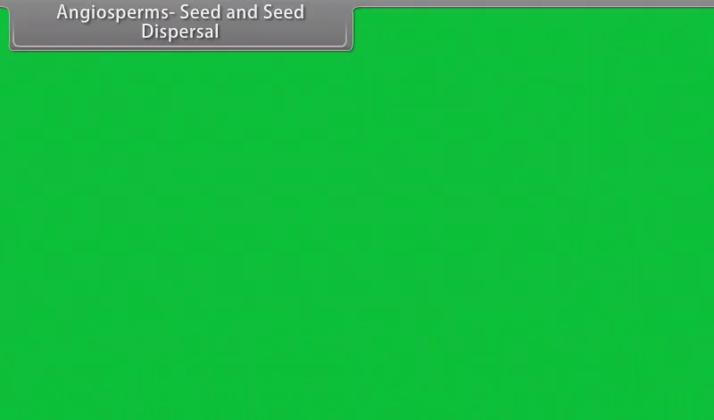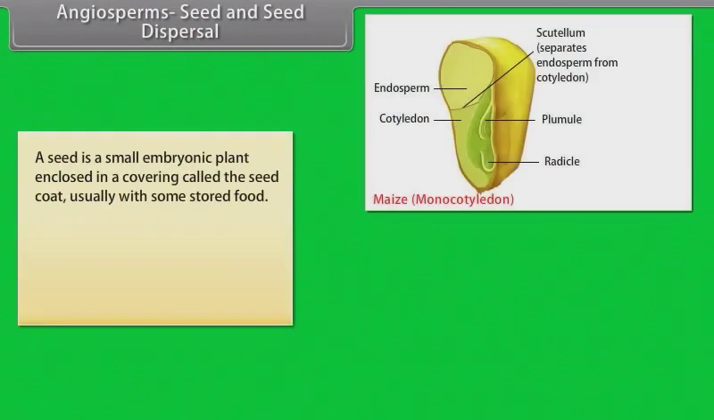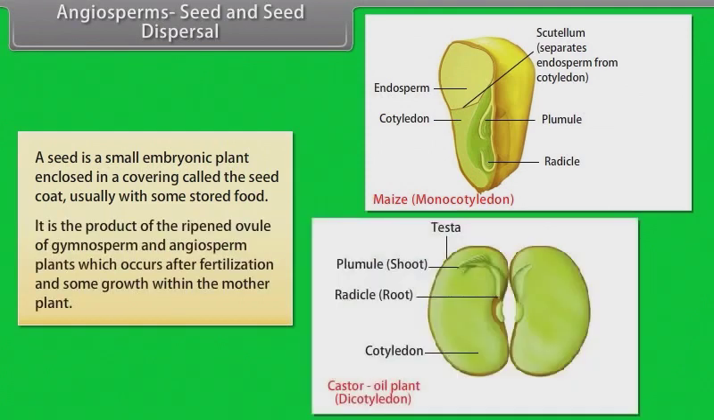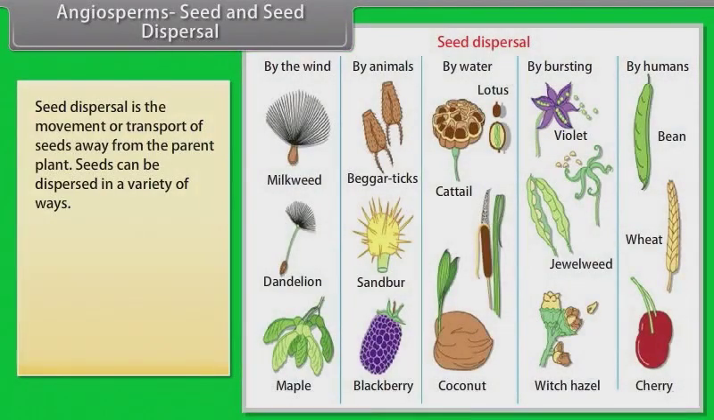Angiosperms, seed and seed dispersal. A seed is a small embryonic plant enclosed in a covering called seed coat, usually with some stored food. It is the product of the ripened ovule of gymnosperm and angiosperm plants, which occurs after fertilization and some growth within the mother plant. Seed dispersal is the movement or transport of seeds away from the parent plant.